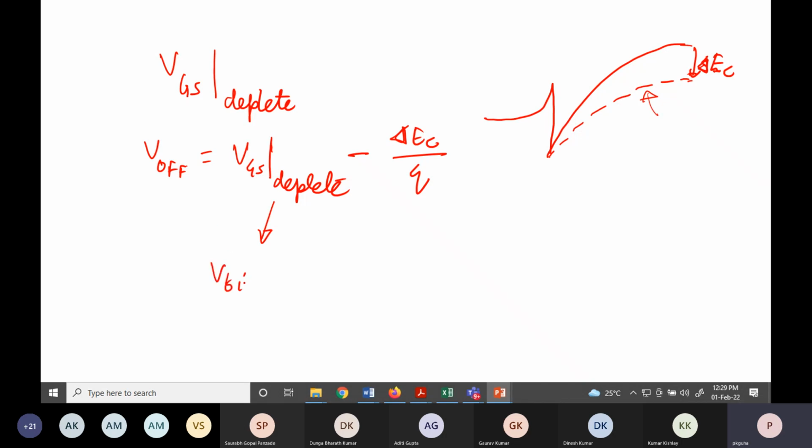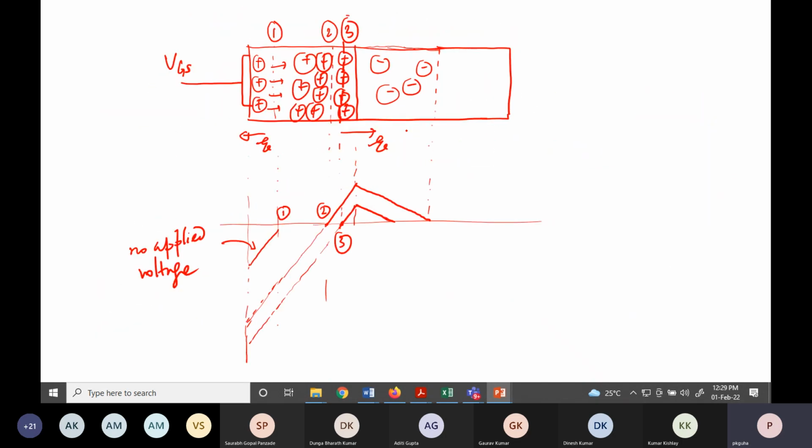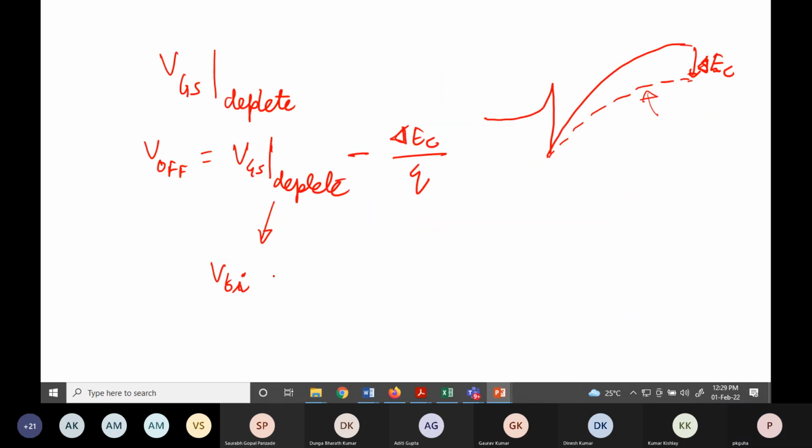I'm not going into that direction, but the way we define VGS deplete is basically VBI, the built-in potential. You know, built-in potential VBI is VT ln of N_D N_A by n_i squared plus delta EC by Q. So VBI minus VPO. VPO is basically the pinch off voltage of the MESFET. Again, what is the pinch off voltage of the MESFET? I just don't want to go into that.